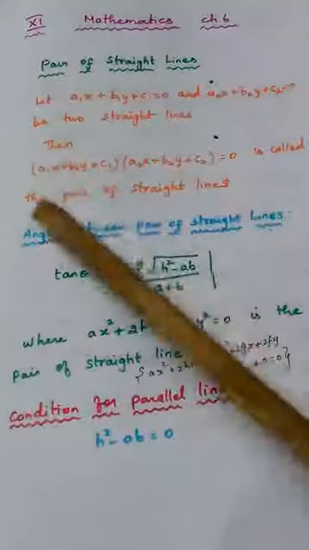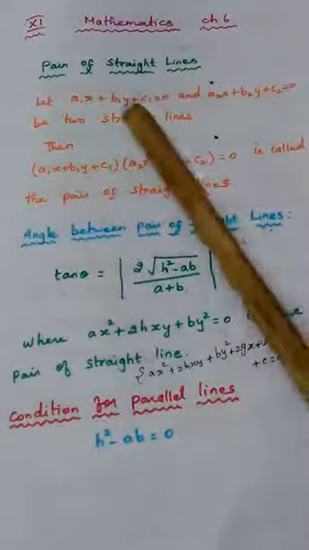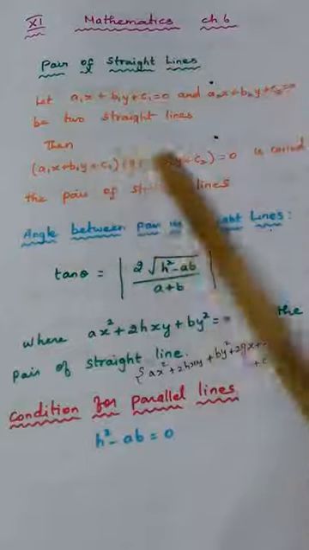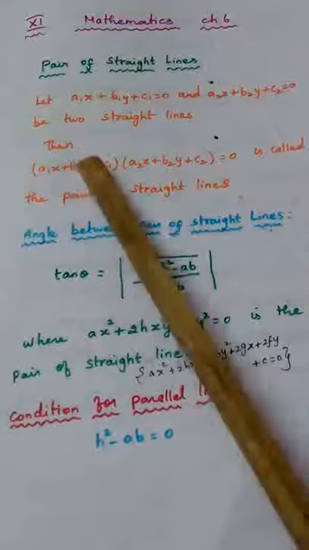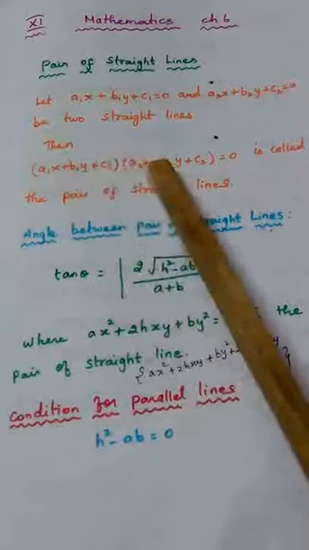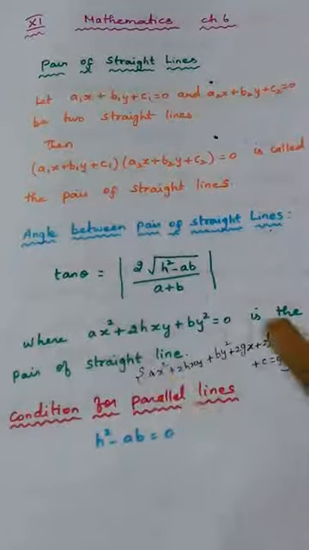Again I will repeat, what are these two? This is a straight line and this is another. This is one straight line, this is another straight line. We are multiplying those two, putting only one equal to 0. So when we multiply these two equations, we will be getting an equation of this format, which is called a second degree equation.